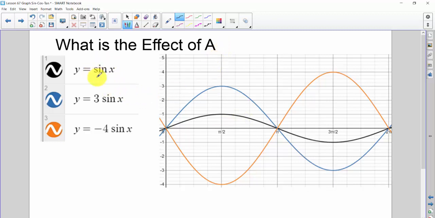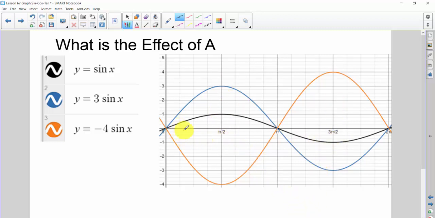Well, here's sine of x. That's the black graph. And then you'll see we have the blue graph of 3 sine of x and a graph of negative 4 sine of x. So you'll notice that in this case, they start and end in the same spot. So the period is the same. That hasn't changed anything with the a value. We notice that it appears that they're at a high point, or a low point for that matter, at the 3 pi over 2 and pi over 2. So that's the same as the original.